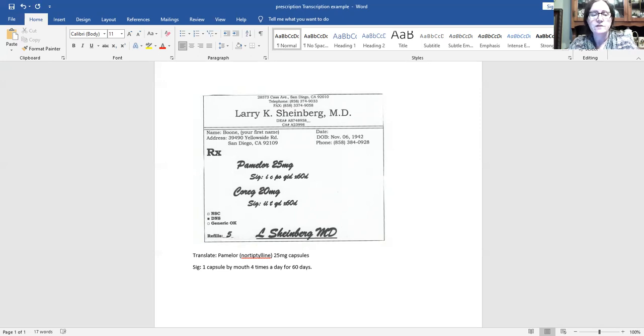However, if you're transcribing or translating it for the patient, you would have directions for the patient, and that would be take 1, except you want to use the number 1, capsule by mouth 4 times a day for 60 days. And I always did that in the pharmacy too. I would try to spell days, D-A-Y-S. Okay, take 1 capsule by mouth 4 times a day for 60 days.